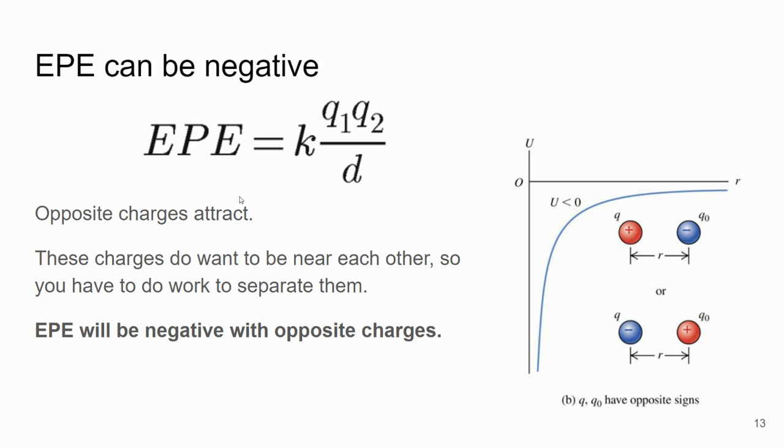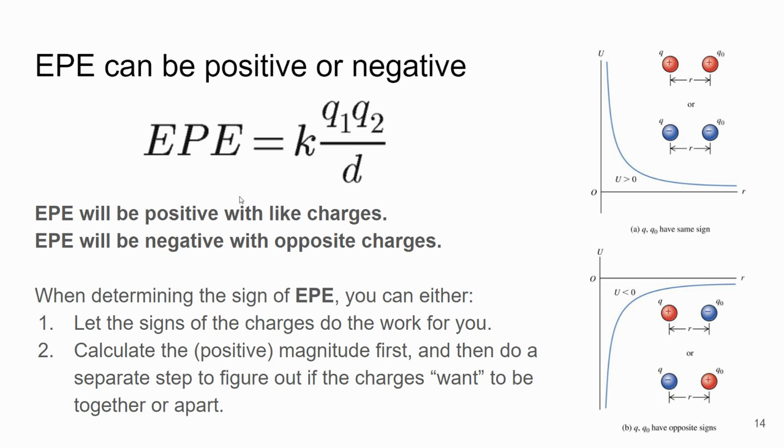And if you have opposite charges, one is positive and one is negative, EPE is going to end up being a negative number. So this one would be a debt. These charges do want to be near each other, which means you have to put energy into the system to get them further separated. So EPE will be negative with opposite charges.